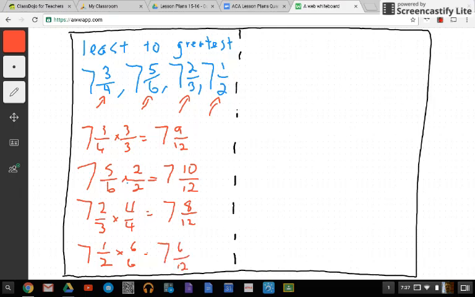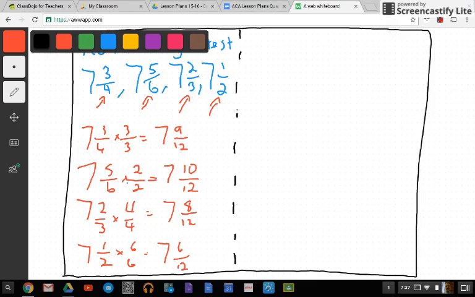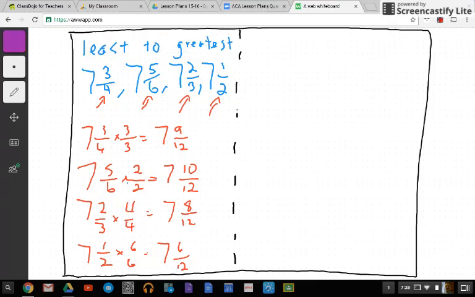Now then, all of these fractions have the same denominator. So they are incredibly easy to compare now. I've got 9/12, 10/12, 8/12, and 6/12. So I'm ordering them from least to greatest. Very simple. So the smallest one is 6/12. So the smallest fraction is 7 1/2.